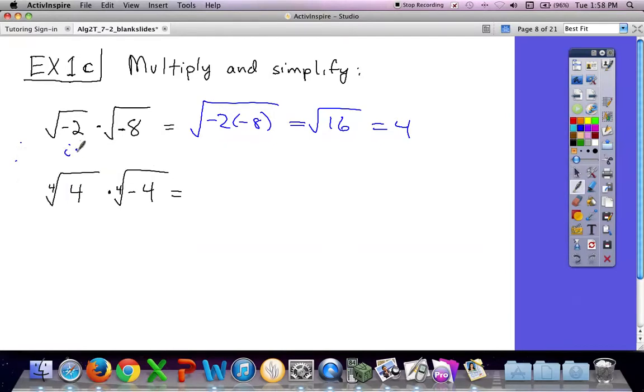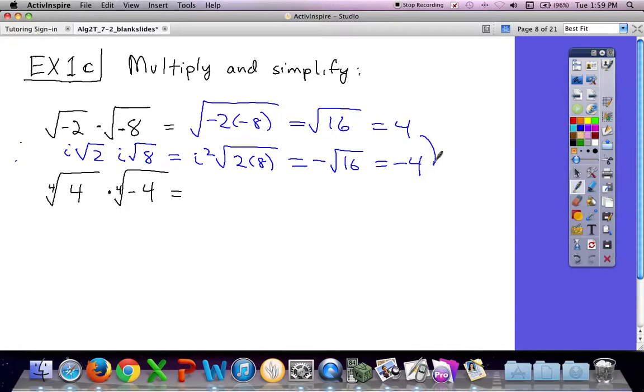i times the square root of 2. And this one is i times the square root of 8, which makes this i squared times the square root of 2 times 8. But what does i squared equal to? Remember, i is the square root of negative 1, so i squared equals negative 1. So this is actually negative the square root of 16, which is negative 4. And those aren't the same.